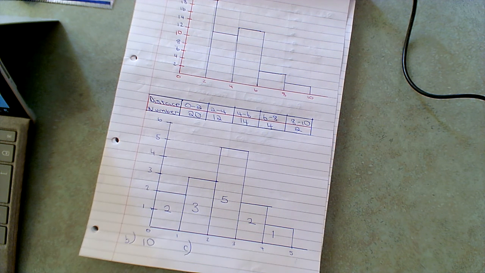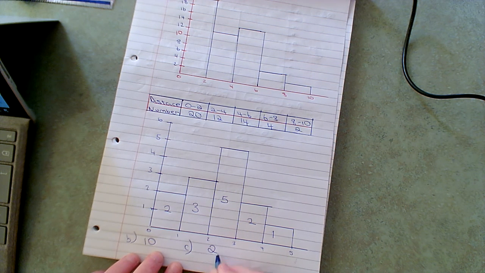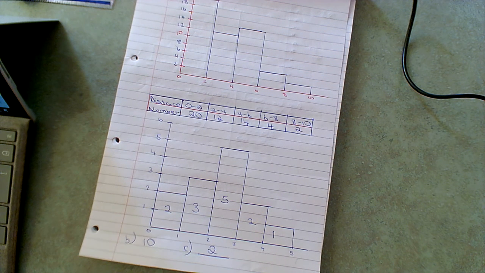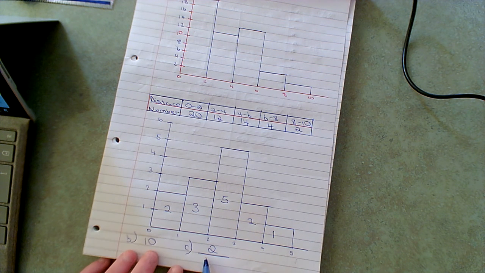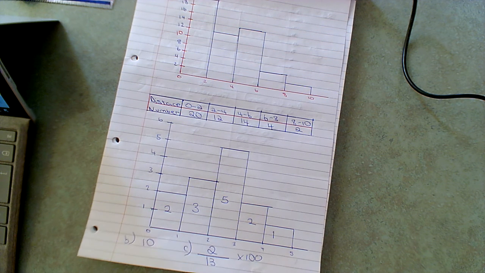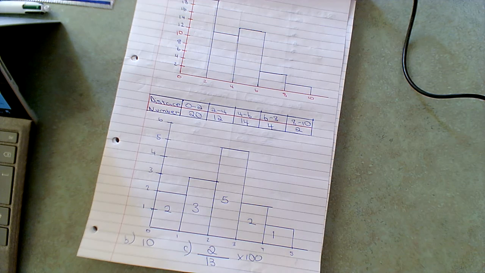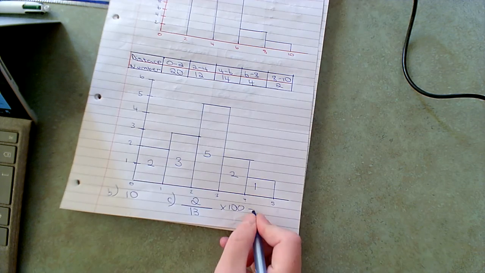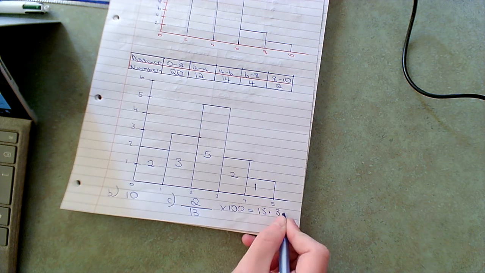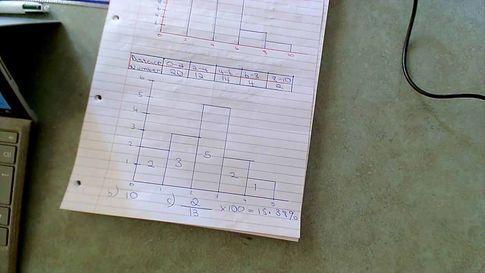And then C, it says what percentage of students solved it in less than a minute. These students here solved it in less than a minute, so it's 2 out of my total. I have to figure out how many students are in this class. So far we have 10 as far as here, 11, 12, 13. So it's 2 out of 13 multiplied by 100, and when you put that into your calculator you get 15.38% solved it in less than a minute.